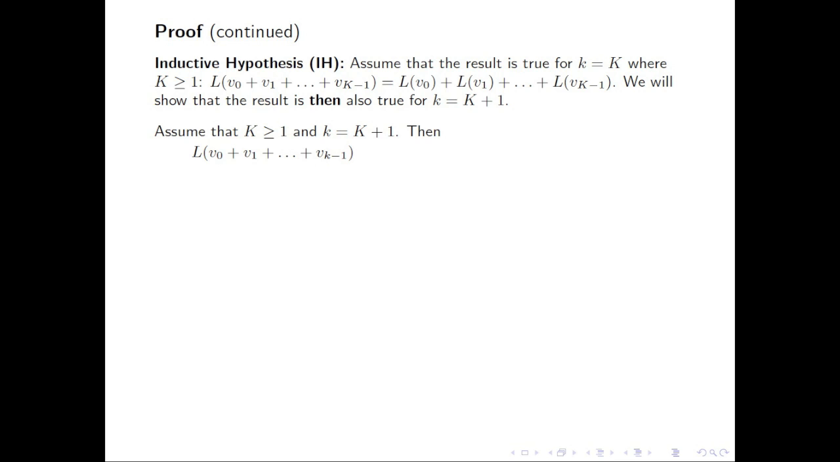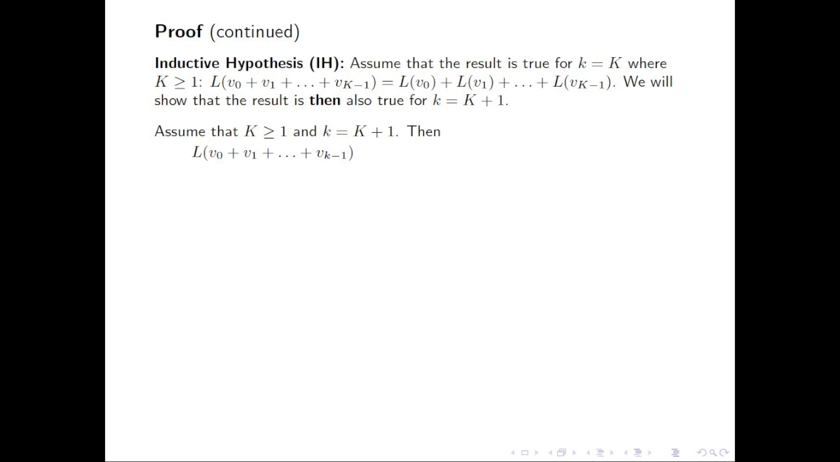The next thing you must do is state the inductive hypothesis and then prove the inductive step. Stating the inductive hypothesis means that you say, let's assume for a big K greater than or equal to 1, it is the case that L of v0 plus v1, etc. through vk minus 1 is the same as L applied to the individual vectors and then summed. So we're going to assume that this is true for little k equals big K. And what we're now going to prove is that if we assume that that's true for little k equals big K, then it's also true for k equals big K plus 1.